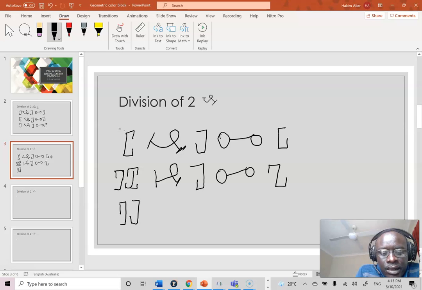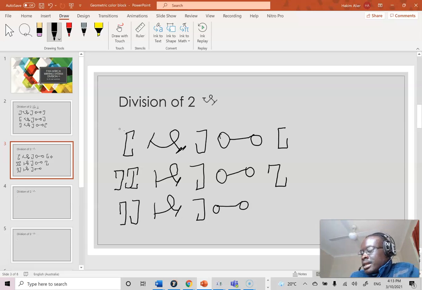So 12, and you divide it by 2, and that will give you, so 12 divided by 2 will give you 6, and 6 is written this way, as you can see. It is written like that. That is number 6 there. So 12 divided by 2 will give you 6.